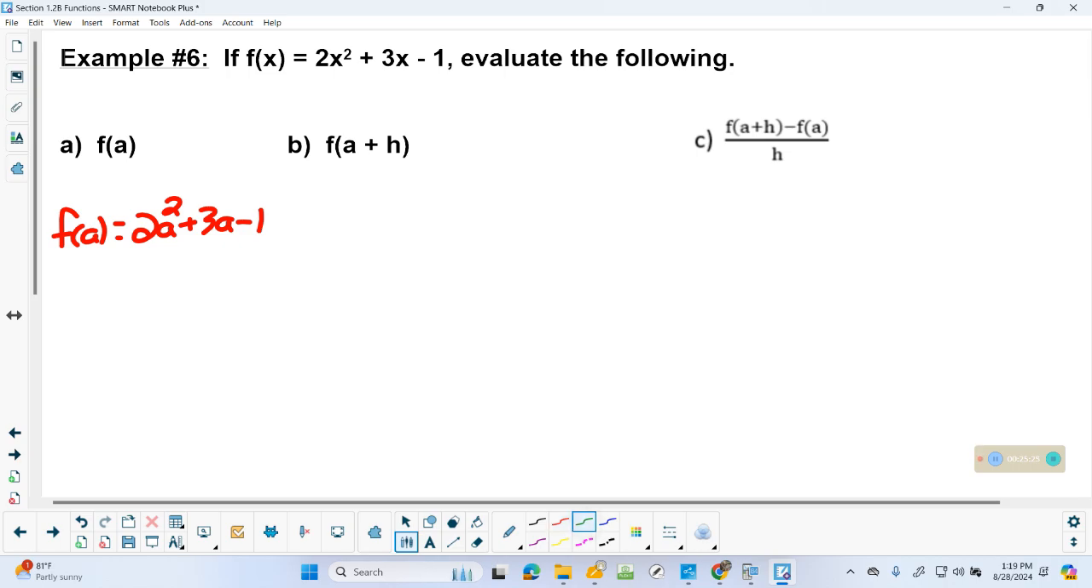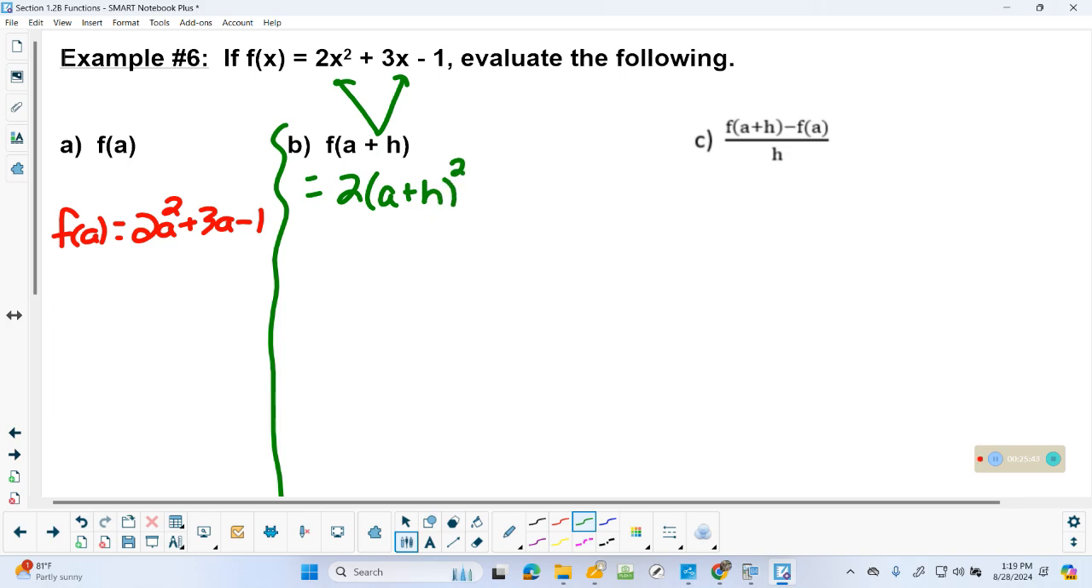Got it. f of a plus h. This causes me a little anxiety because I have to put a plus h in for each of these x's. Okay, let's write small. So I'm going to have 2 times a plus h squared, plus 3 times a plus h, minus 1. Now, that doesn't seem that stressful, just rewrite all the x's with a plus h. But we have to simplify it. Order of operations, we got to square first. We cannot just go a squared plus h squared.